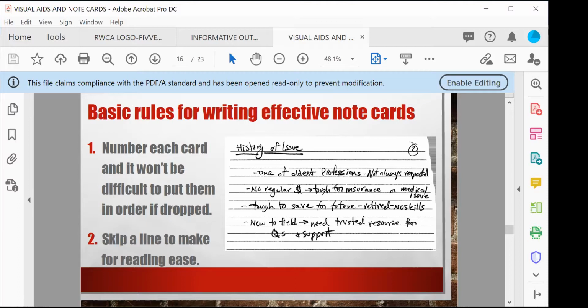Then you want to skip a line. You skip a line in between so that when you're looking down and looking back up, it's easier for you to find your place. You skip a line. Okay, just skip a line. Makes it so much easier.